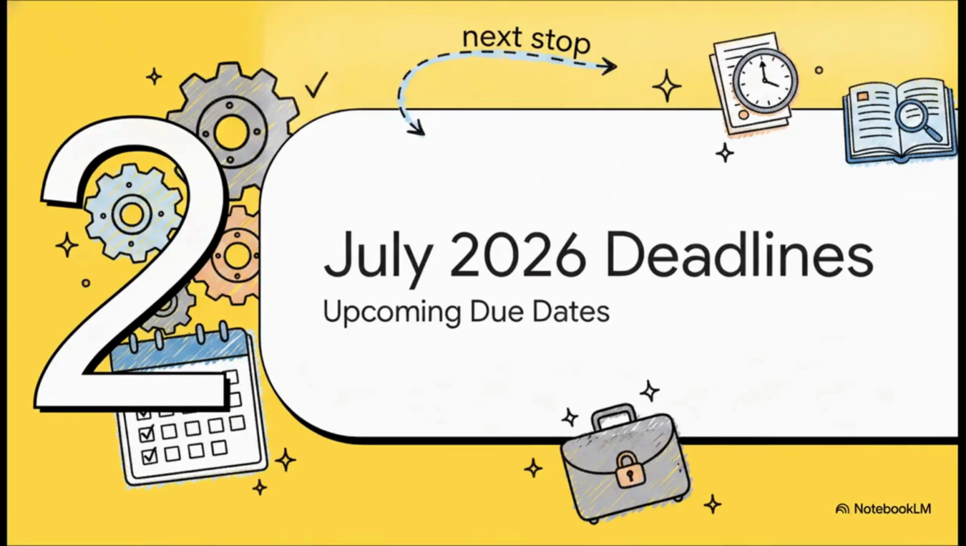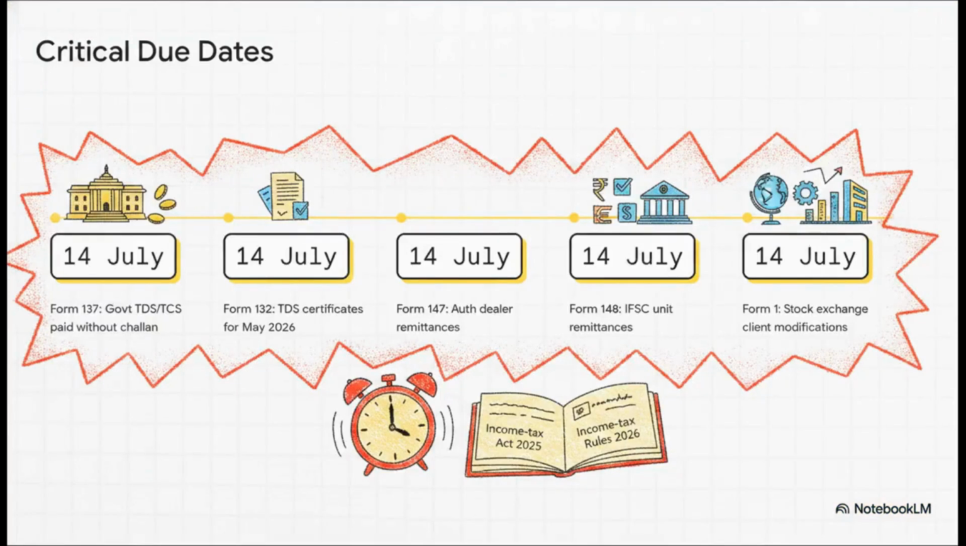Section 2. Critical July 2026 Deadlines. So, how does this legislative shift impact your immediate compliance calendar? Let's take a look at the short-term obligations. The absolute most crucial takeaway here is that July 14th, 2026 is a massive bottleneck deadline under the new rules. The portal's upcoming due date section is basically glowing red with 5 distinct major filings all stacked up on this exact same day. Let's break them down super quickly.